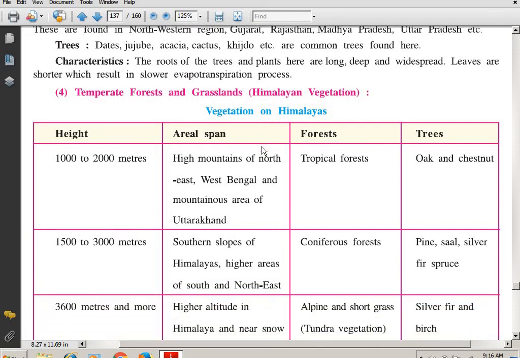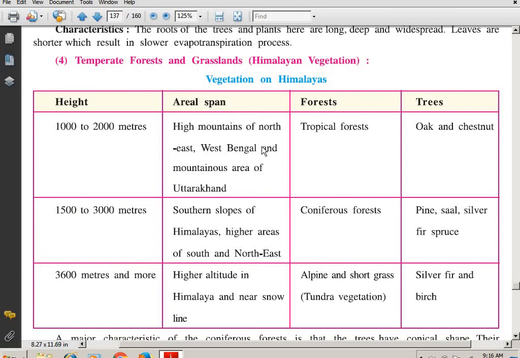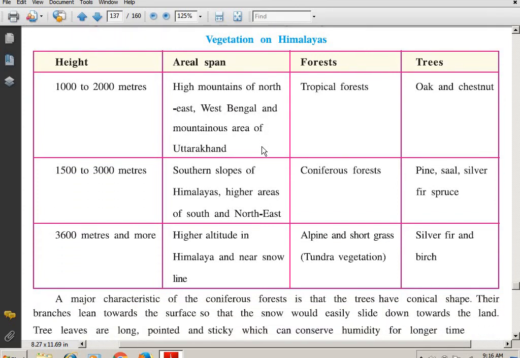Now let's go to the fourth one, temperate forests and grasslands in Himalayan vegetation. Look over here, students, they have given a table where they have mentioned the height of the trees, the aerial span, the forest and the trees that grow there. In the vegetation of the Himalayas, the high mountains of the northeast, West Bengal and the mountainous area of Uttarakhand, the trees found are oak and chestnut, at a height of 1500 to 3000 meter. The southern slopes of the Himalaya, the higher area of south and northeast.